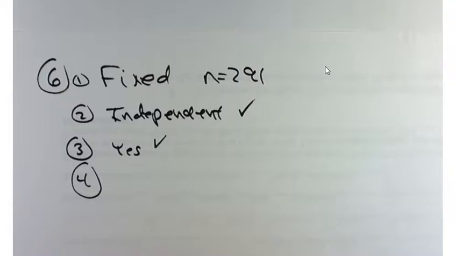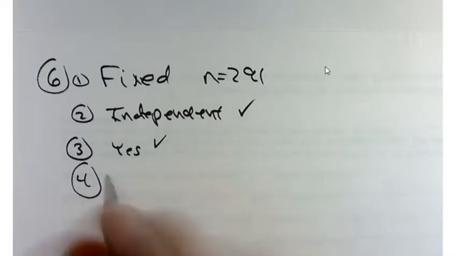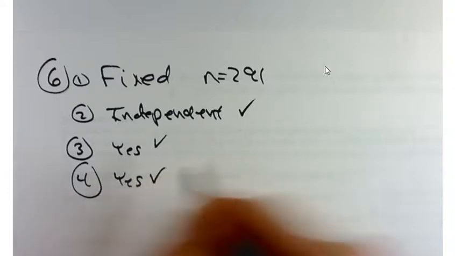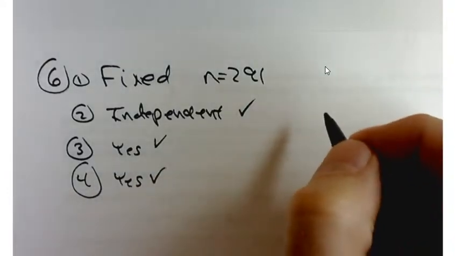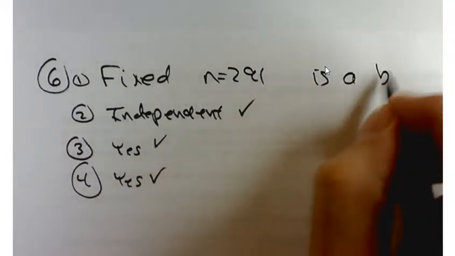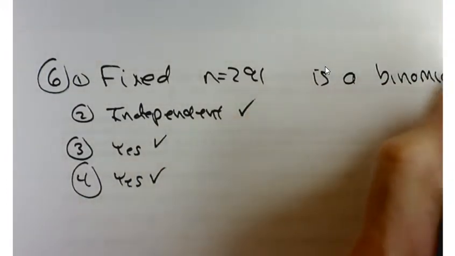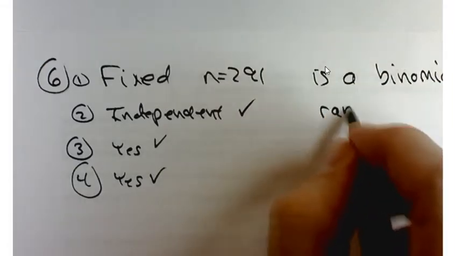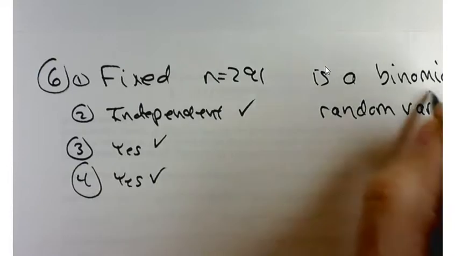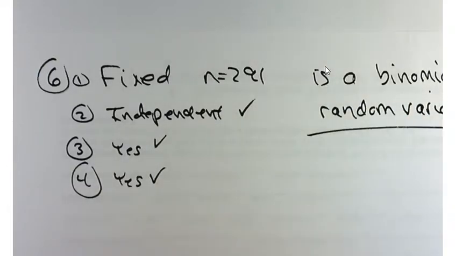If you're defining success as being a boy, or you could also do it as being a girl, but that probability is going to be consistent throughout the trial. So, again, yes. So this is a binomial random variable. Yay, that's what we want to see happen.